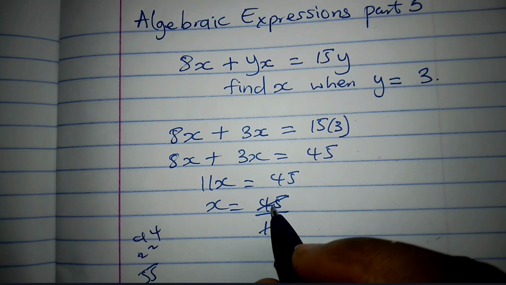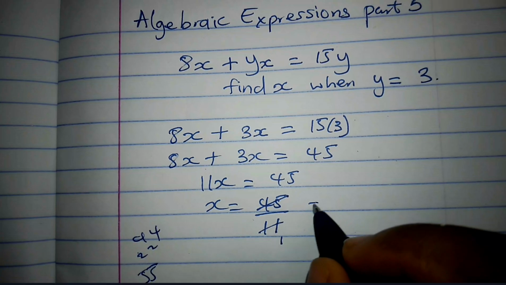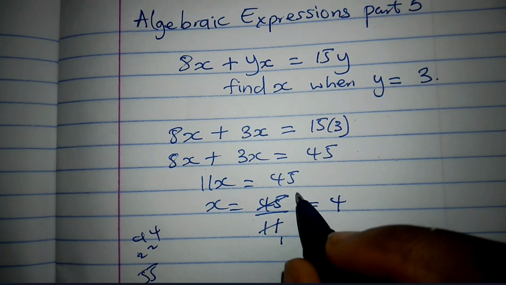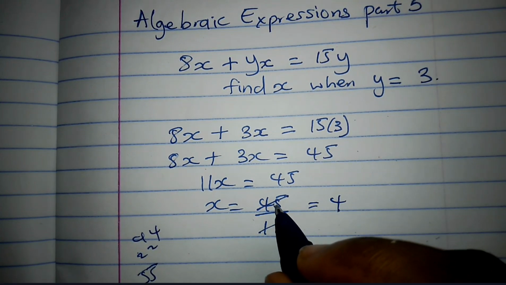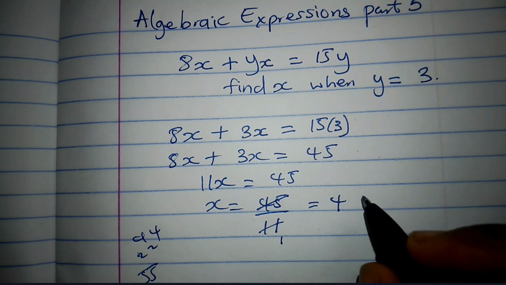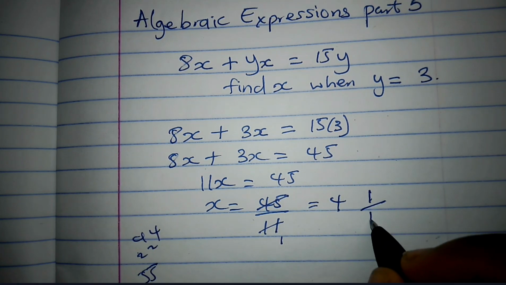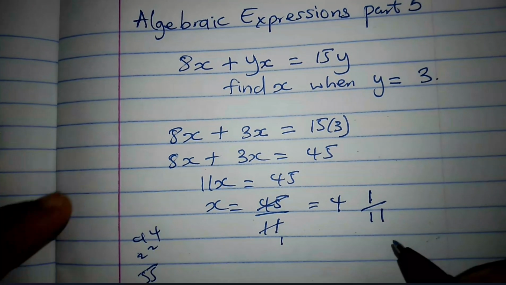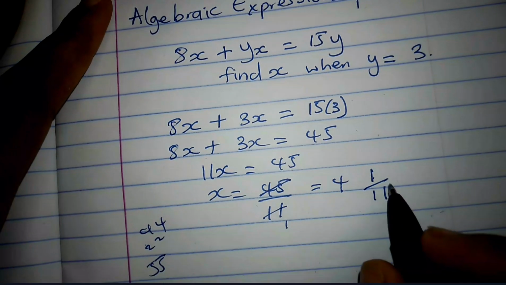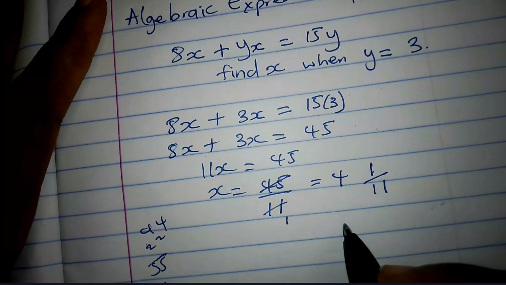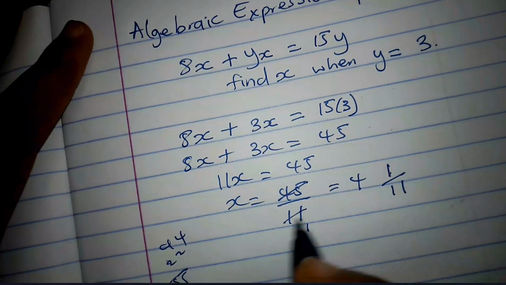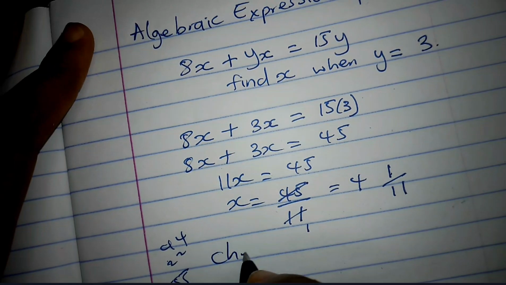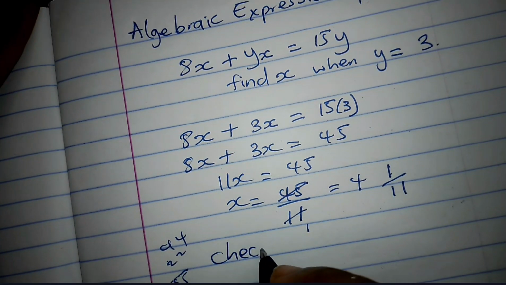And if we divide 44 by 11, we're going to be having 4. And then our remainder is going to be 1, because 45 minus 44 is 1. We have 1 all over 11. So we know that x is equal to 4 number 1 over 11. So how do we check if we're correct? I always recommend to check if you're correct, especially when you're solving an algebraic question.